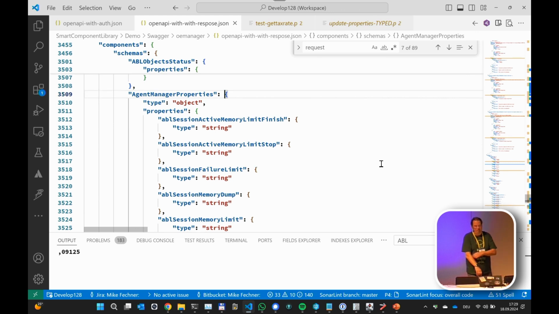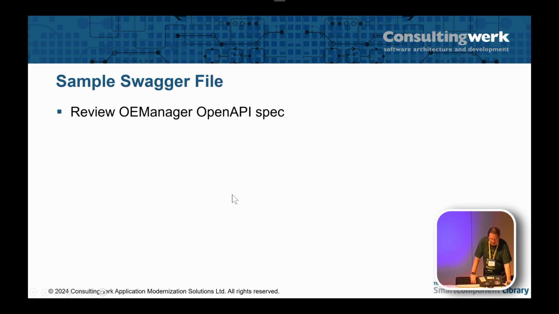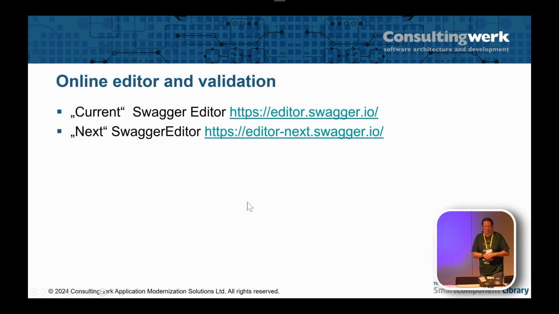And so here we see that this endpoint is expecting to be sent an ABL session active memory limit finish of type string, ABL session active memory limit stop of type string. In this document, unfortunately, a lot of the numeric or Boolean values are actually 0, 1 as quoted strings. So from what you can do with JSON, it's actually quite questionable what Progress did here. But it does the purpose.